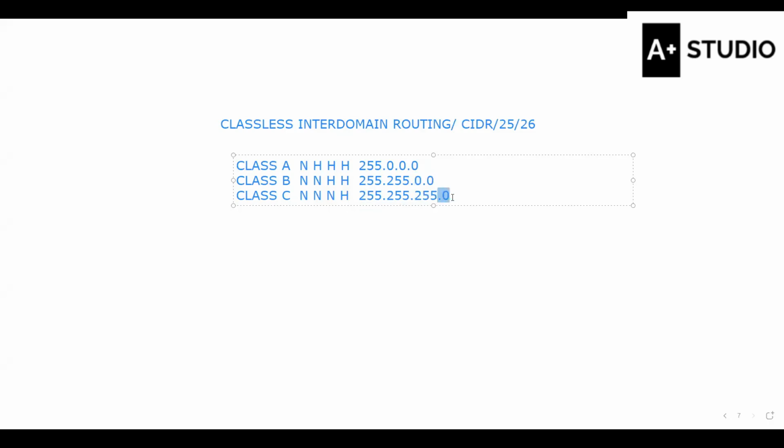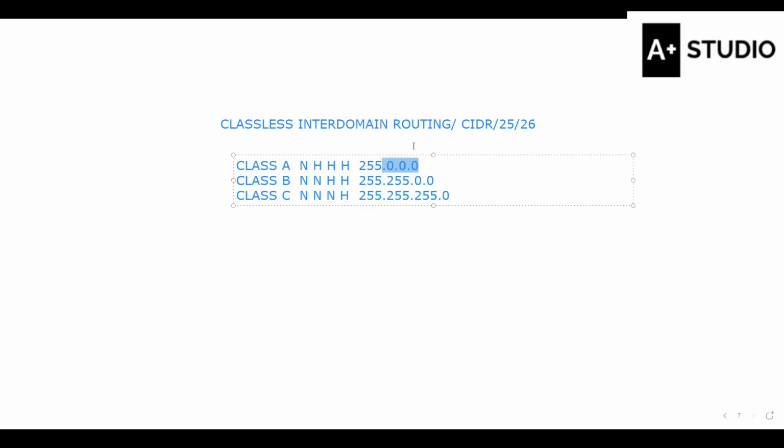The network part is 0 in the last part, so we can give from 1 to 254 from this. For Class B we can take even more than that, and here we can take even more, again triple. So this is what we call the subnet mask of each of the classes.